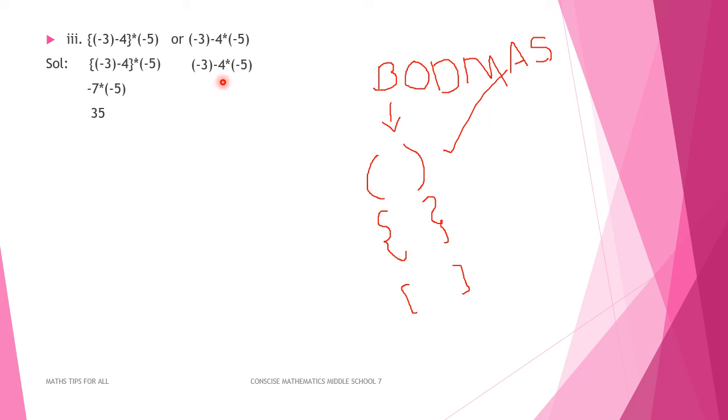Let's take the second expression. Minus 3 minus 4 into minus 5. So here, do you have any bracket? We don't have any bracket, because inside the braces, do you have any arithmetic operations like plus or minus? Anything like 3 plus 5 inside the bracket? No. 3 divided by 5, anything like that? No. We don't have any arithmetic operation inside the braces, right? So we consider that we don't have any bracket.